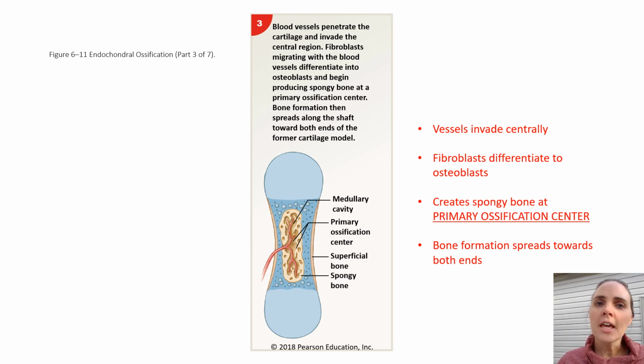The blood vessels are then going to come in and enter the cartilage and go to the center of the shaft. Fibroblasts migrate with the vessels, and they differentiate into osteoblasts and start making spongy bone at what is now called the primary ossification center. So in the center of this shaft, we get what's called the primary ossification center. The formation of bone is then going to spread along the shaft toward either end. So it's going to go from either end.